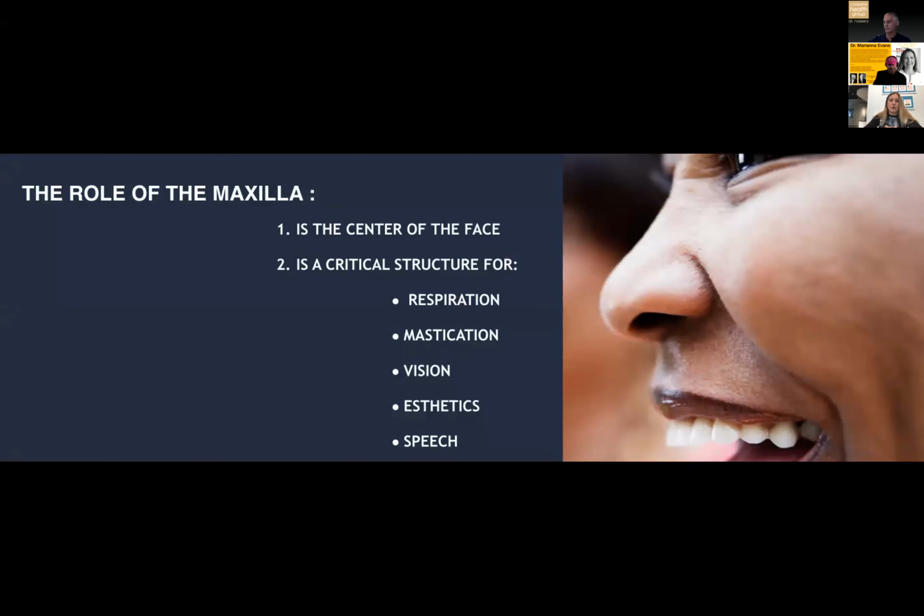First of all, I would like to start my presentation with talking about the anatomy, about the role of the maxilla. We have to remember that maxilla plays a very critical role in our body. It is the center of your face. It is part of the midfacial structures. It is a critical structure for respiration, mastication, vision, aesthetics, and speech.